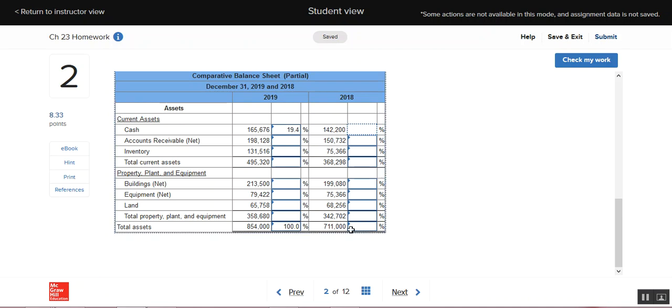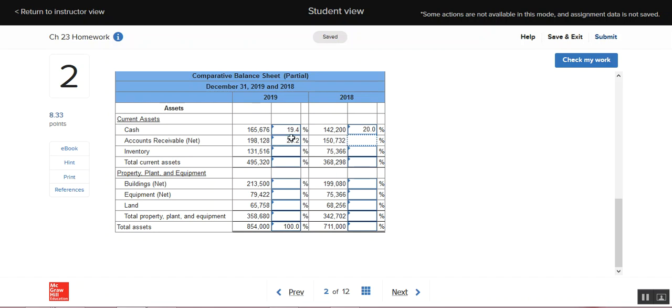2018 would be the exact same process. You just use the 2018 number, so $142,200 divided by $711,000 will give you 20%. Accounts receivable for this year would be $198,128 divided by $854,000, which is 23.2%.